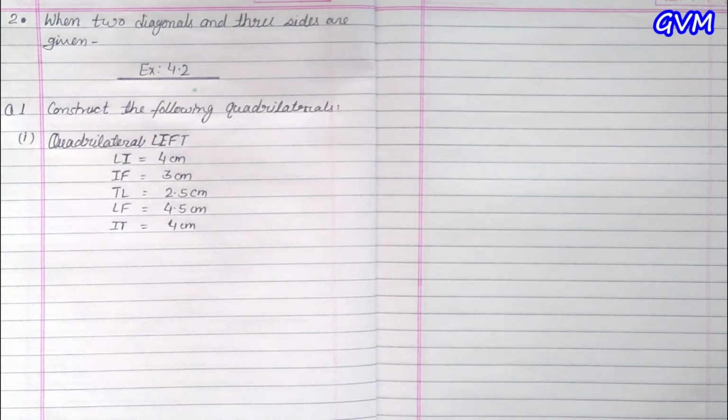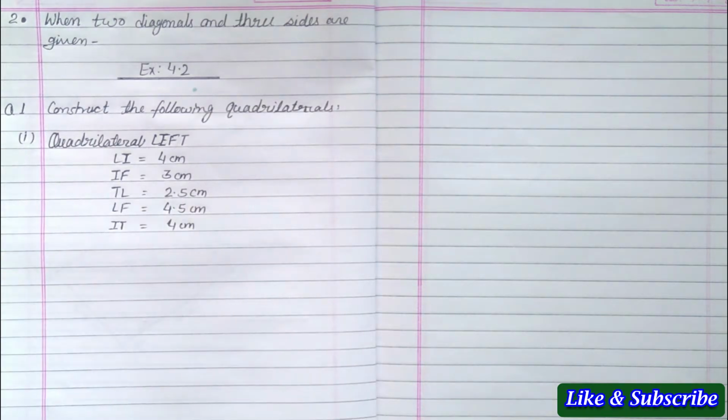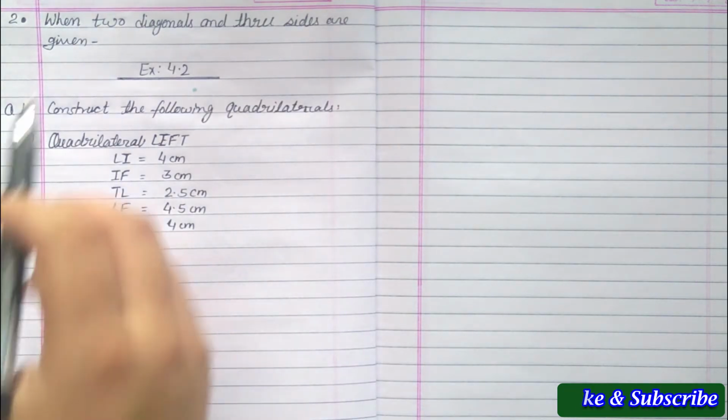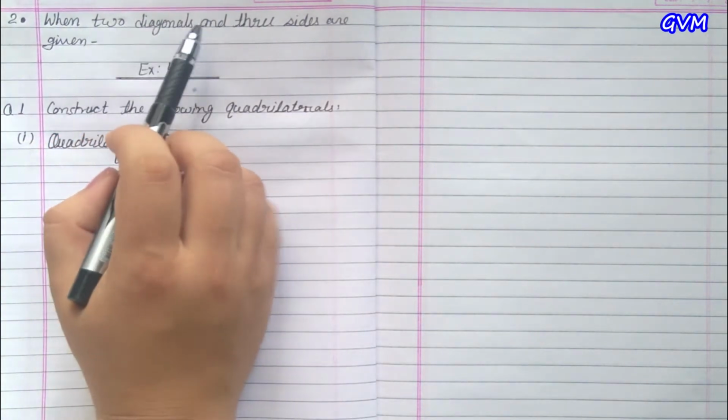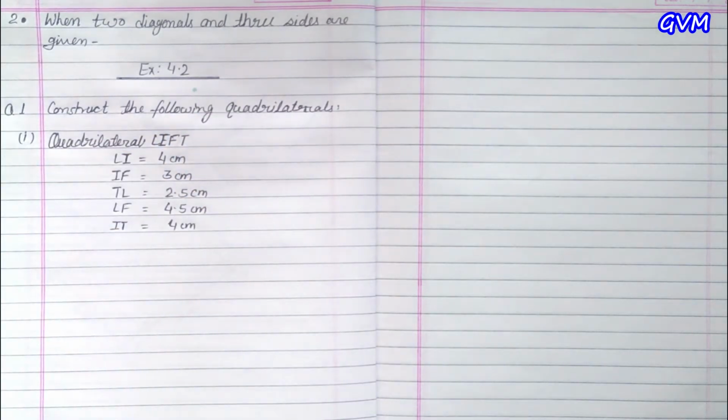Hello students, so today we are going to discuss exercise 4.2 of the chapter Practical Geometry. In this exercise we will be learning how to construct a quadrilateral when two diagonals and three sides are given. Again, we will learn how to construct in such a case by doing the questions from the exercise itself.